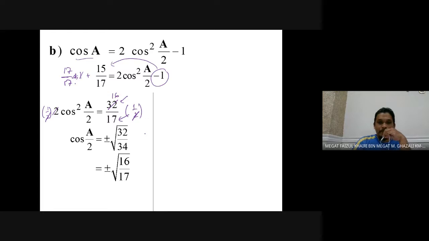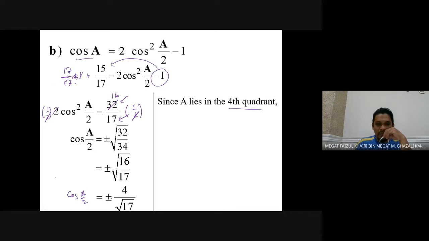And then cos A over 2, okay, since A lies in the fourth quadrant, cos A over 2 equals plus or minus 4 over square root of 17. A lies in the fourth quadrant. As we know, in the fourth quadrant only cos is positive, am I right? So then we are taking the positive 4 over square root of 17.